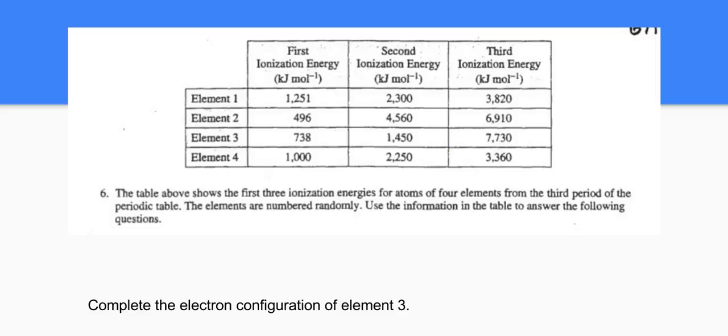And then the next question is, complete the electron configuration of element three. And we already figured out that element three is magnesium. So that would be 1s2, 2s2, 2p6, and 3s2.